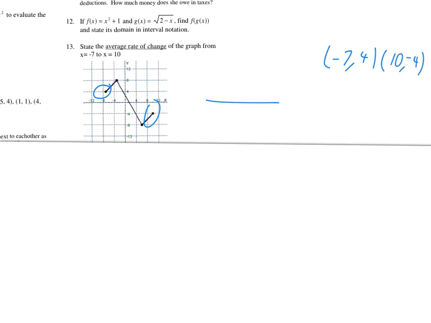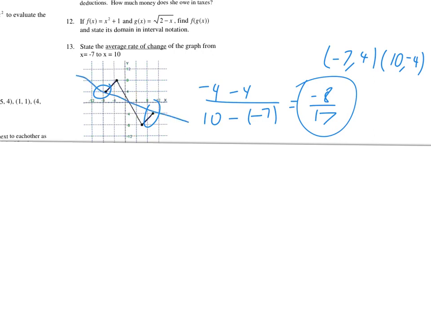And so I'm going to kind of ignore all the points along the way. I'm just going to do y2 minus y1 over x2 minus x1. And so that's negative 8 over 17. And there we go. This actually makes a lot of sense to me that this is negative, because if we actually connected those two dots, it would create a negative slope.